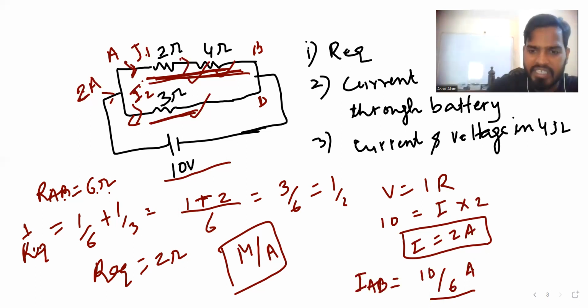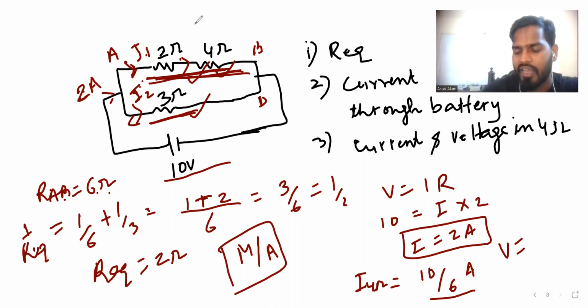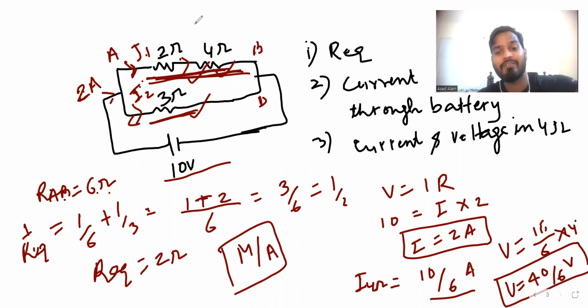So current at 4 ohm is what? 10 by 6. Now voltage is equal to IR. I is how much, guys? I is 10 by 6. R is how much? 4 ohm. So 40 by 6 volt is the voltage at the 4 ohm. Hope you guys got it. Understood, everyone? Let's see the next question. Next question is what?